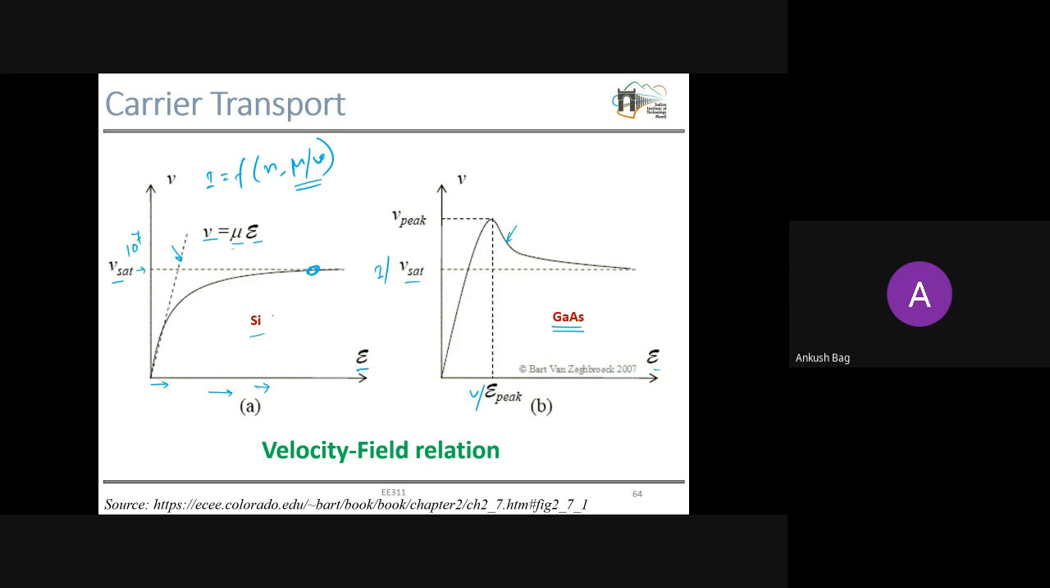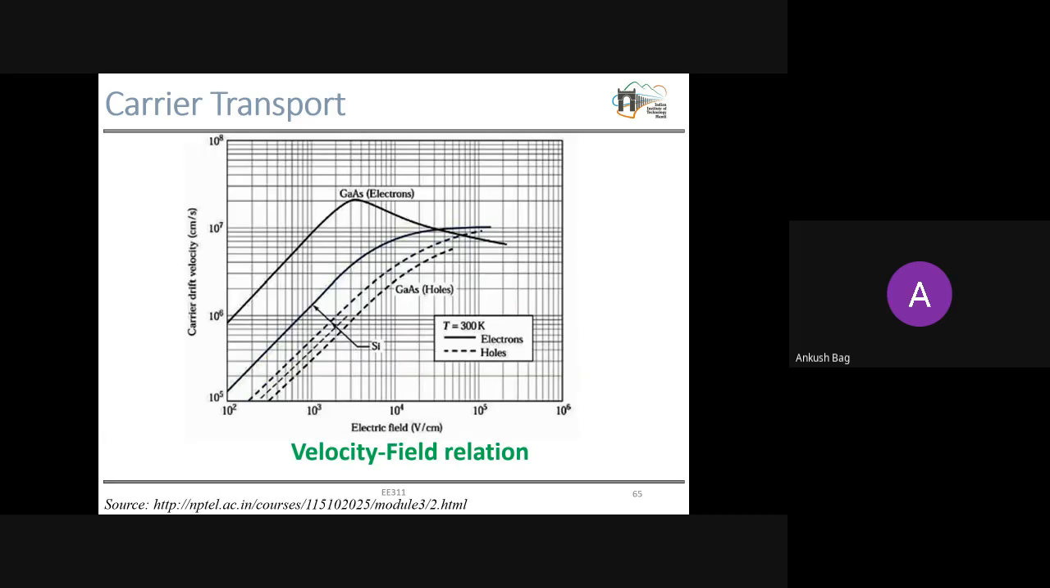So these are the observations, and obviously we'll need to explain from a microscopic point of view why this carrier velocity is getting saturated, and why initially it is increasing linearly. So all these phenomena we need to discuss.